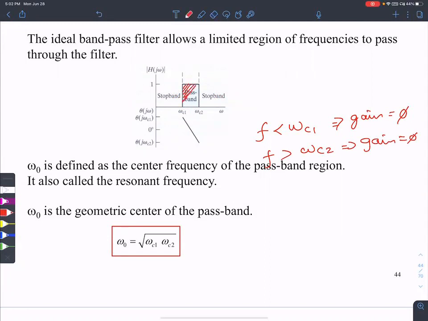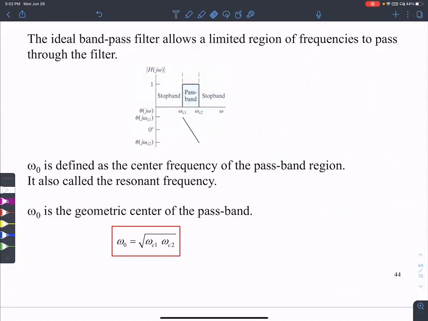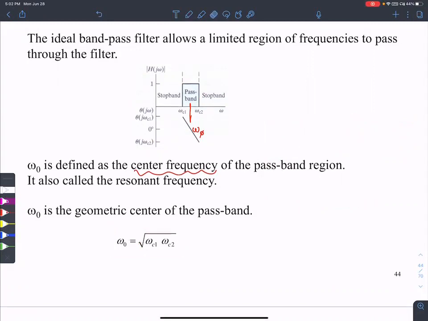Okay, but in between these two values, if the frequency lies between omega C1 and omega C2, then you have a transfer function value that is not zero. So that's the idea of a band pass filter. And this frequency omega naught is defined as the center frequency. That's simply the geometric mean of omega C1 and omega C2.